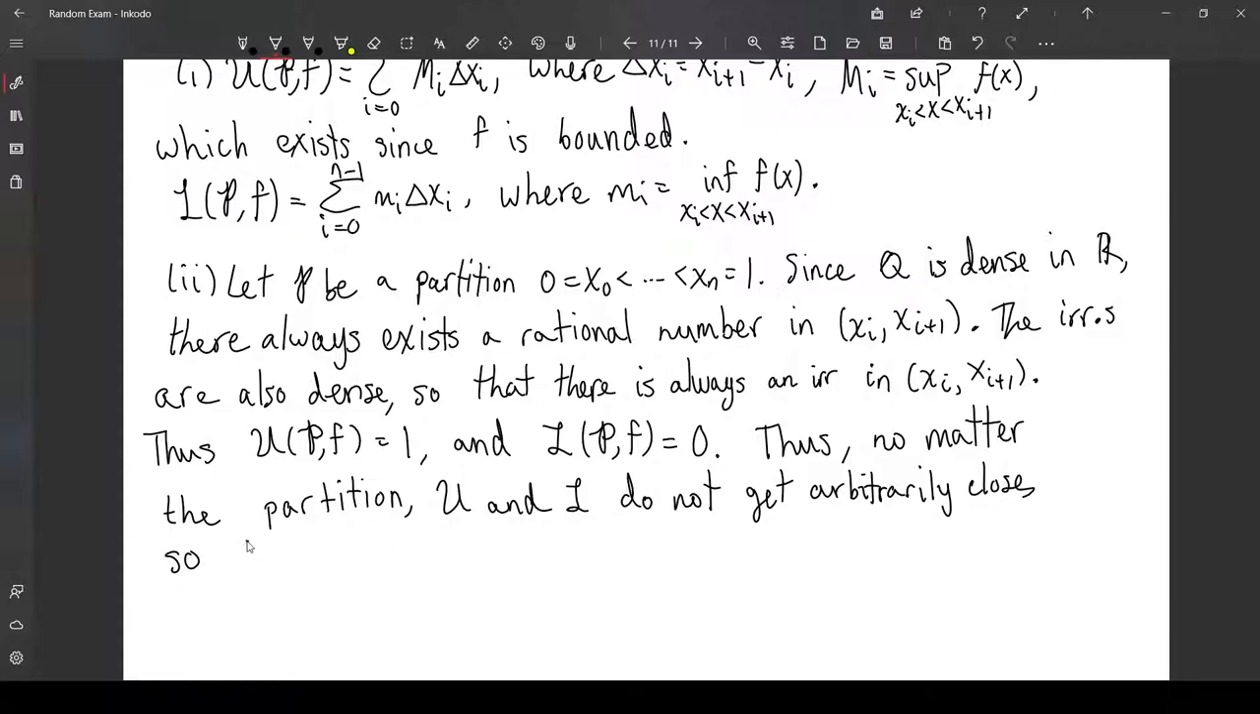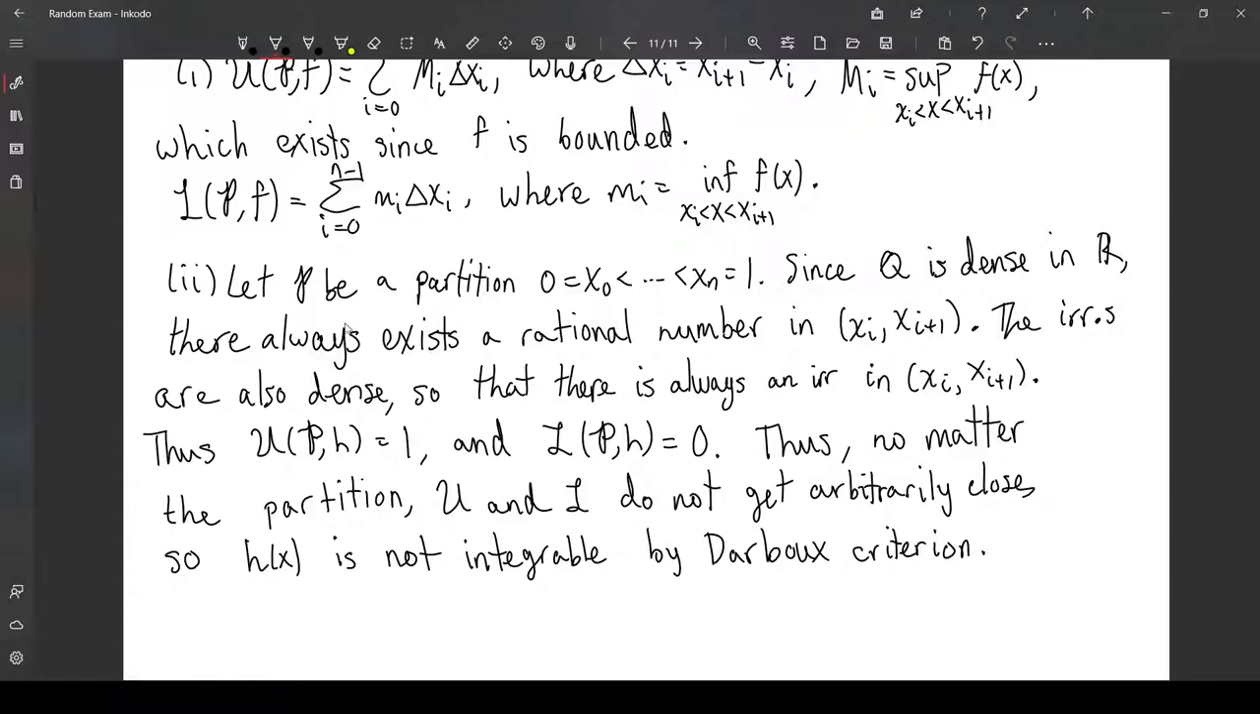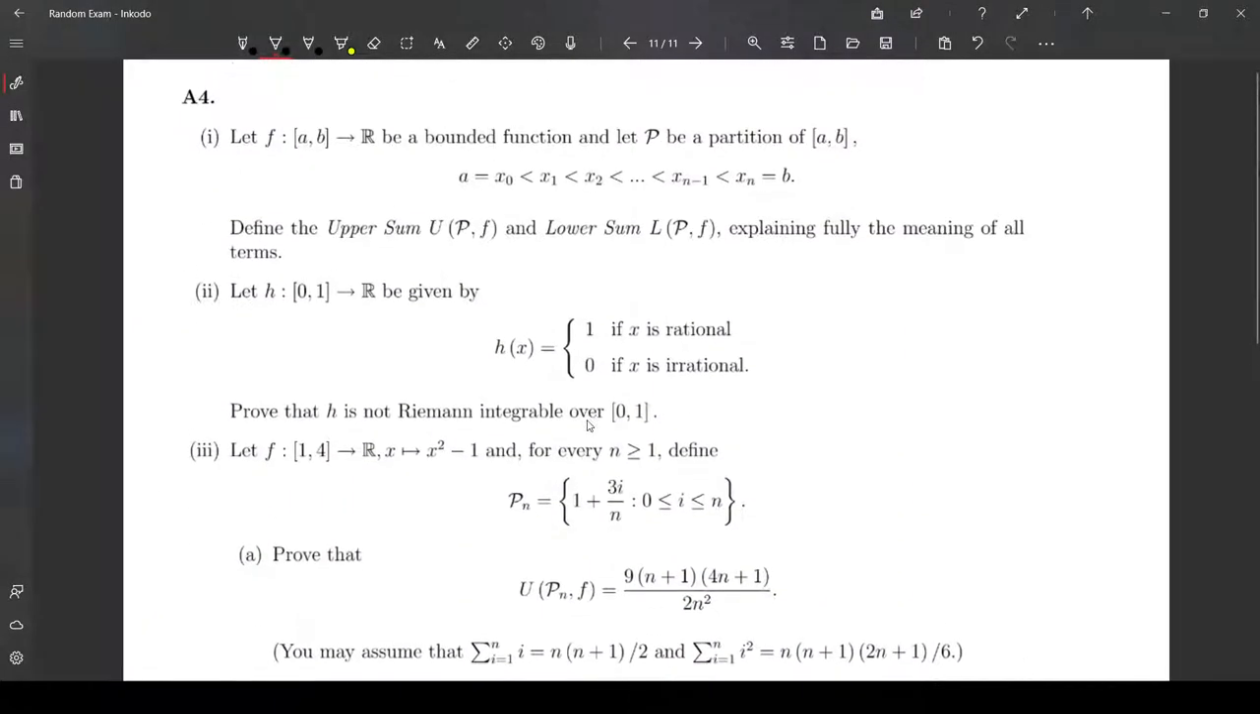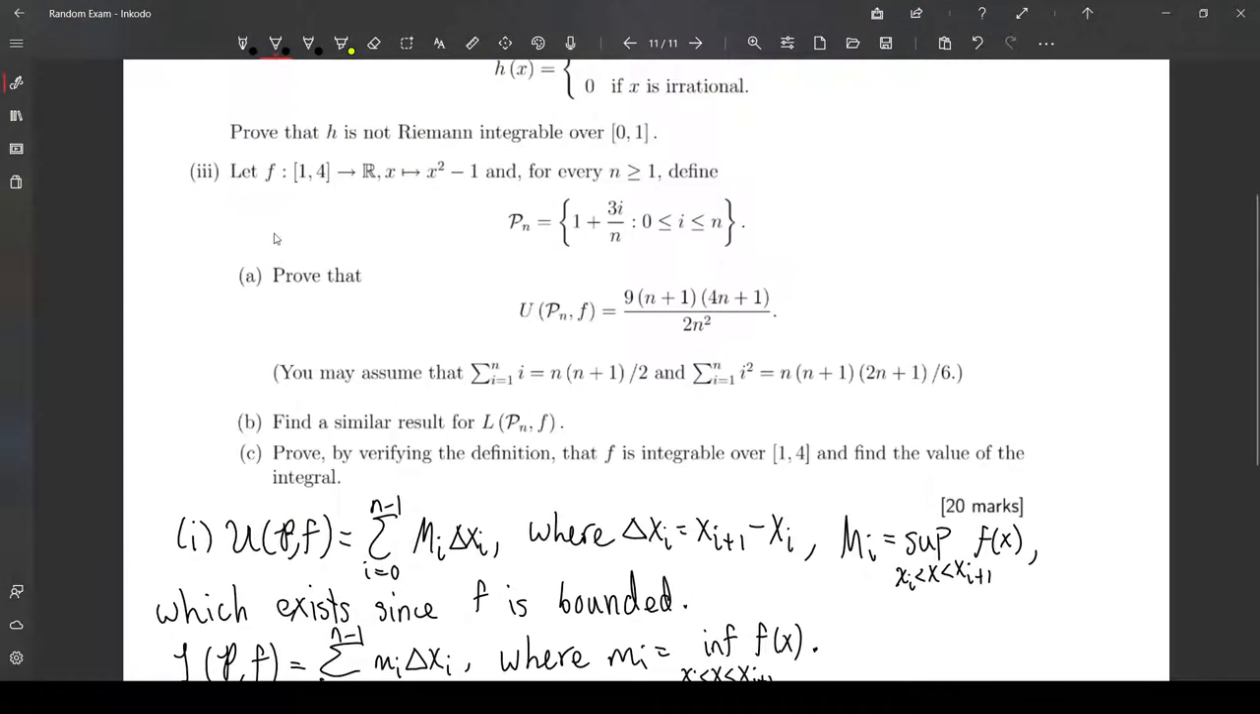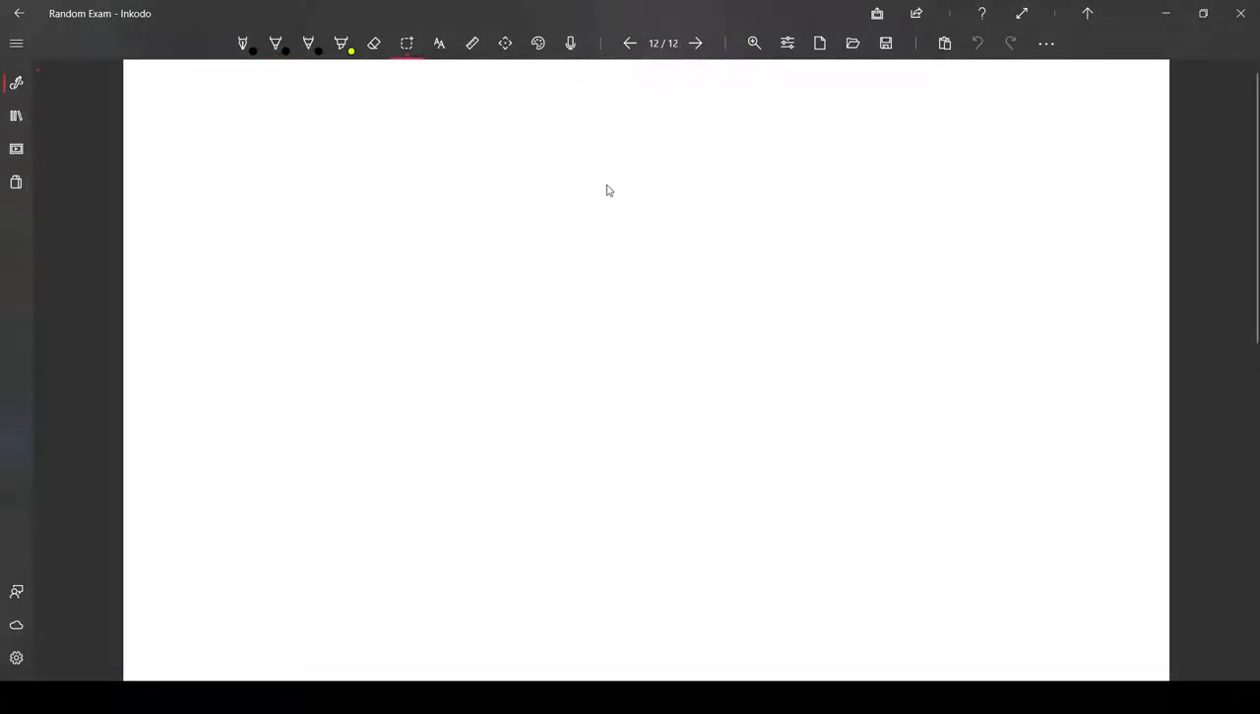And so, I just realized I've been writing H of x, f is not integrable by the Darboux criterion, right? So I have videos on the Darboux criterion, which is essentially just this alternate idea of Riemann sums using upper and lower sums.